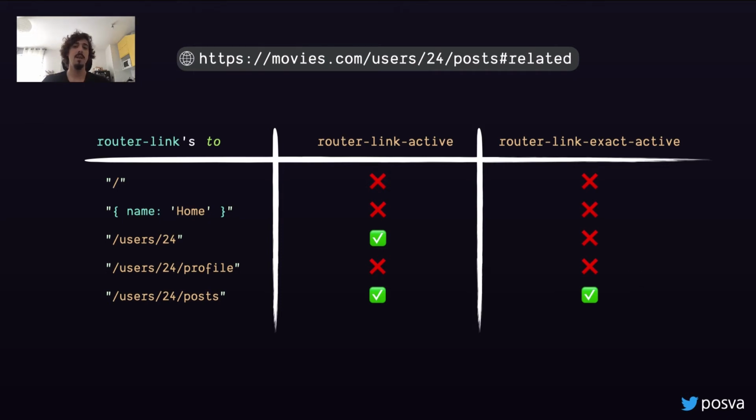But it also means that if you have any aliases, they're also going to work seamlessly. So if you are on this URL, you're going to have users24 that's going to be active, and you're going to have users24 post that's going to be exactly active and active. Whereas profile is not going to be either active or exact active because it's an adjacent child to 24 post.